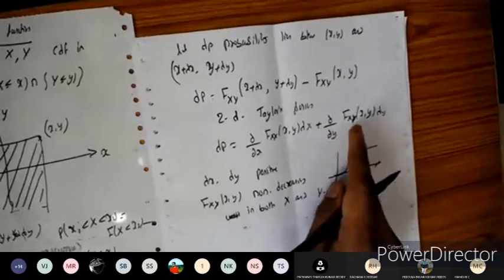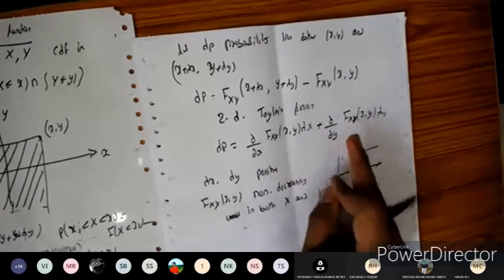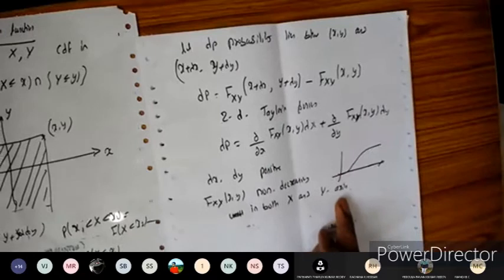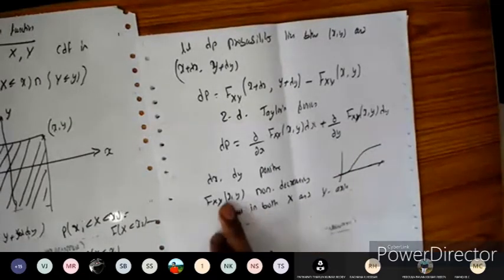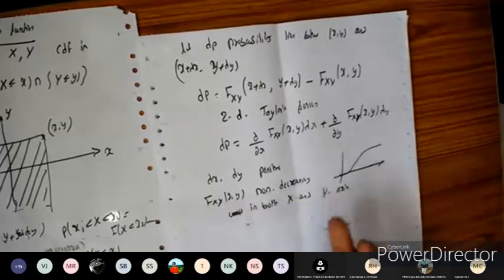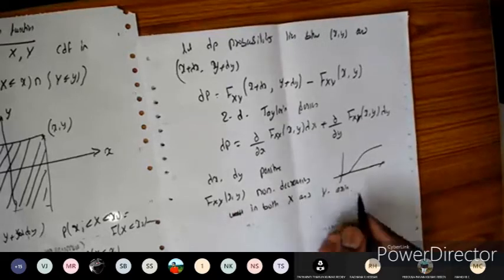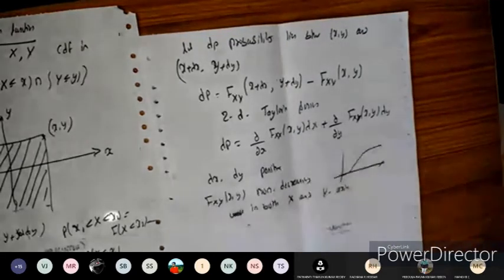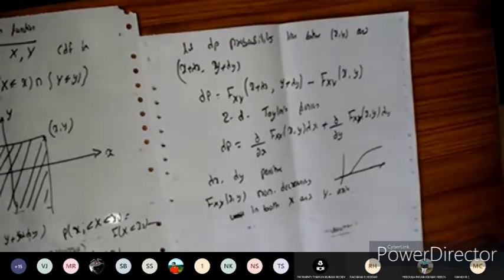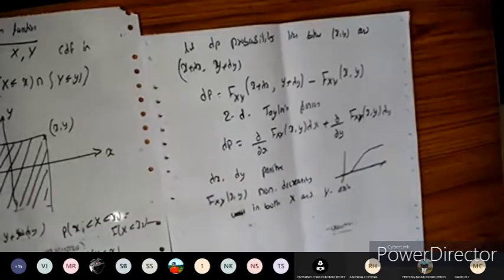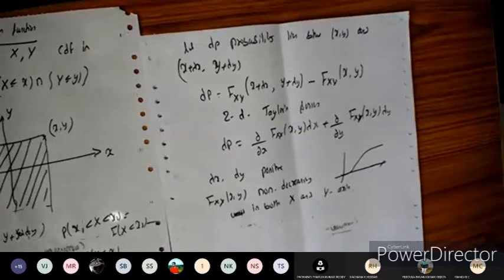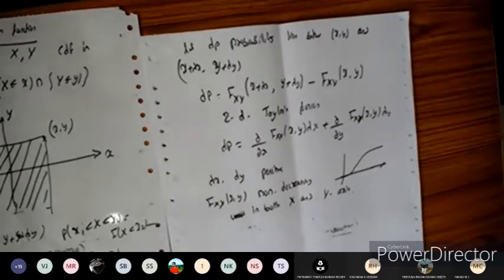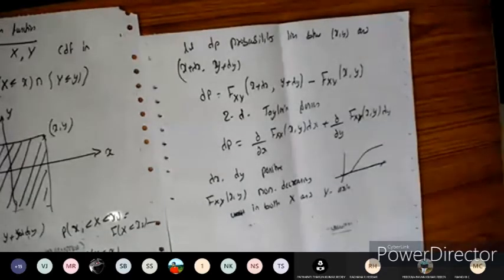And the properties we applied for the CDF can be applied for the bivariate CDF also. That is, F_XY of x comma y is a non-decreasing function in both the x and y axes; it will only be increasing. So like this we can define the bivariate CDF for two random variables, and examples can be given like this. We have seen four properties of the CDF, and the same can be extended to the bivariate CDF.